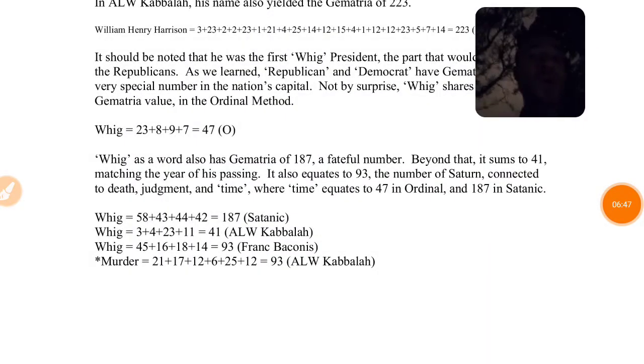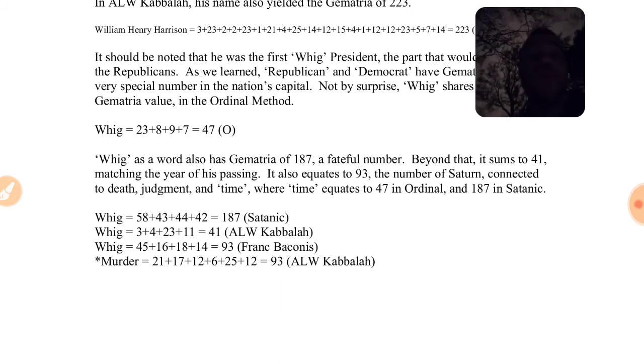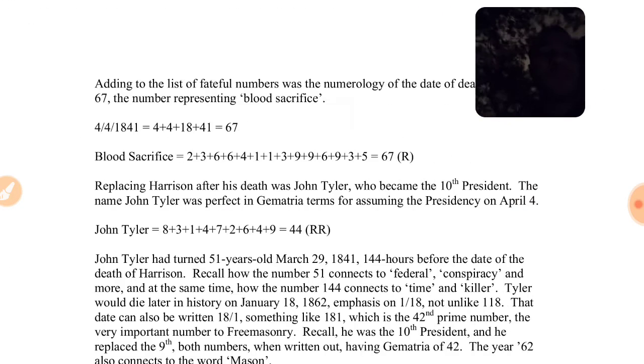So Whig as a word also has gematria of 187, a fateful number. Beyond that, it sums to 41, matching the year of his passing. It also equates to 93, the number of Satan connected to death, judgment, and time, where time equates to 47 in ordinal and 187 in satanic. And there it all is right there, like murder is 93 in ALW Kabbalah.